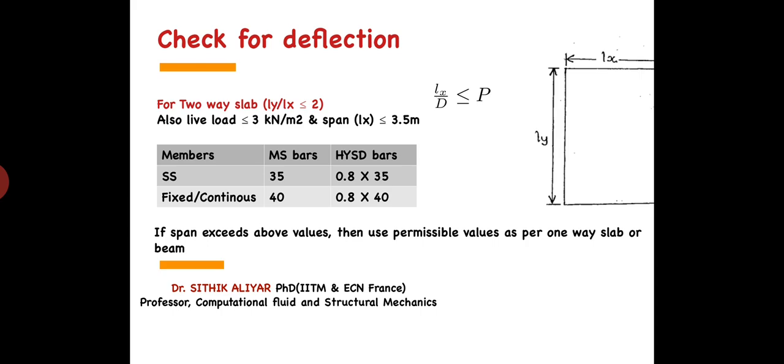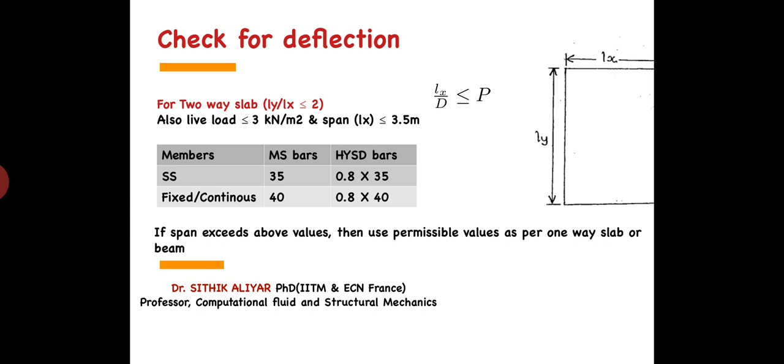Also, if live load is less than 3 kN per meter square and the span length is less than 3.5 meter, then span by depth ratio should be lesser than or equal to P. Okay, span by depth ratio should be lesser than or equal to P. So, what is the P value? Again, permissible value. That ratio is given here, 35-40.